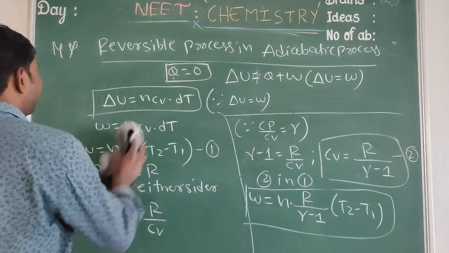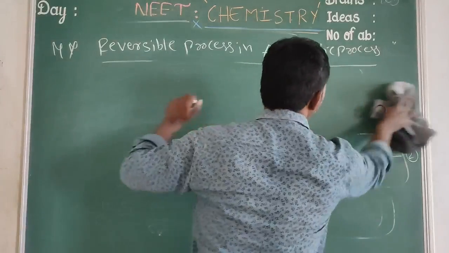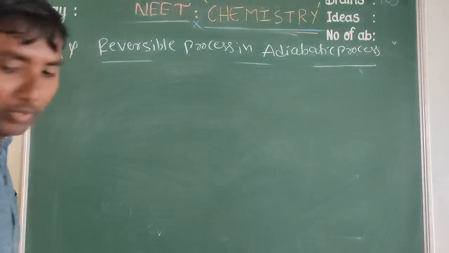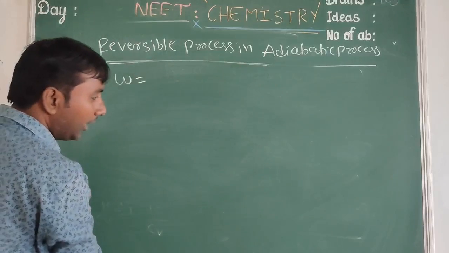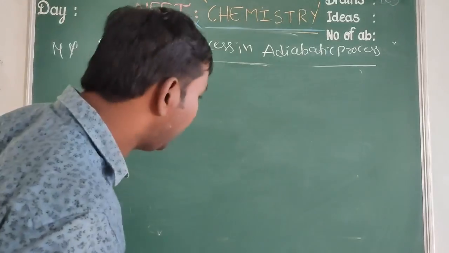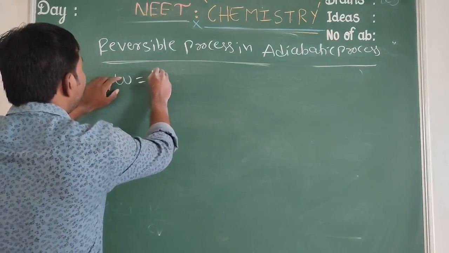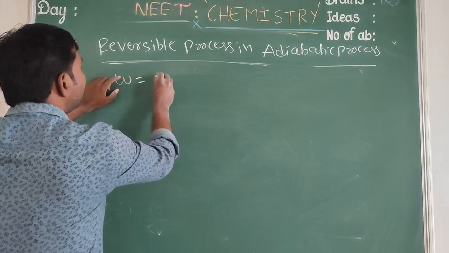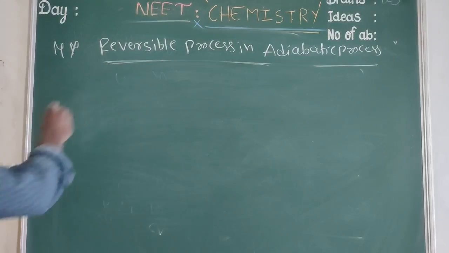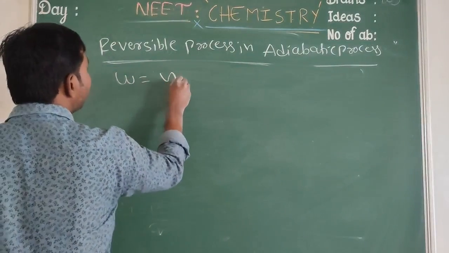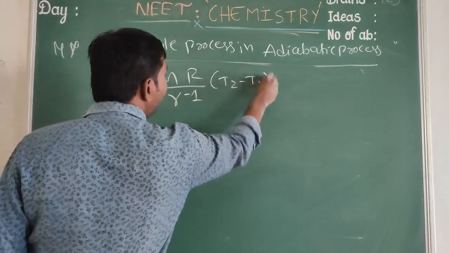Okay. So finally, in the reversible adiabatic process, what does work come to finally? W equal to nR by gamma minus 1 into T2 minus T1.